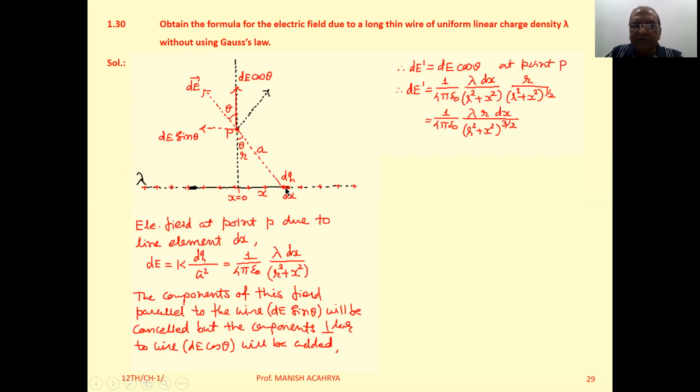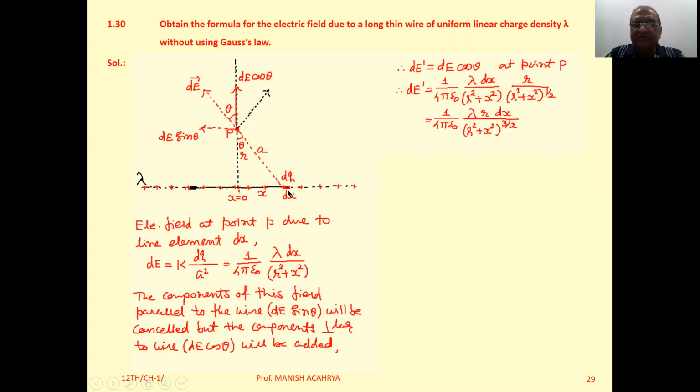Now charge per unit length is lambda. Therefore, charge on length dx is how much? So lambda into dx. So dq, that is lambda into dx. Then a. So we can use Pythagoras theorem. A square, that is r square plus x square. So this is the electric field at point P due to charge dq.